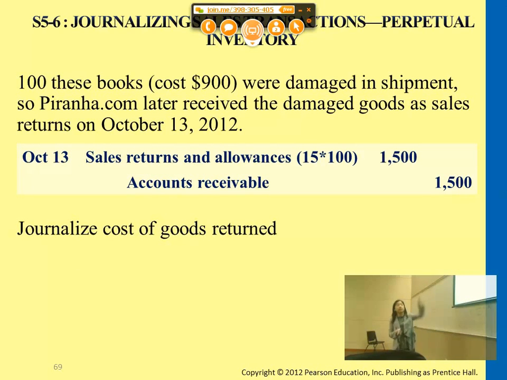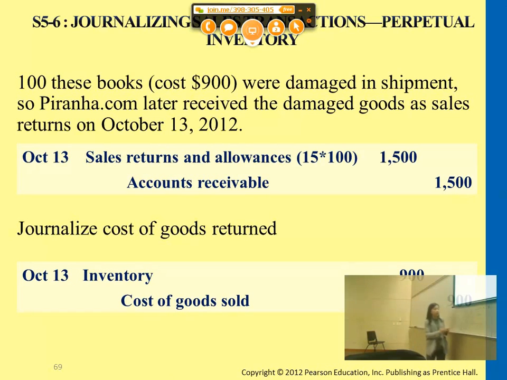And this $1,500 is part of this $37,500. So you'll be reducing the customer's balance by $1,500. Later on, they don't have to pay this amount in full because they ship back the goods to you. And the goods originally cost you $900 from here.